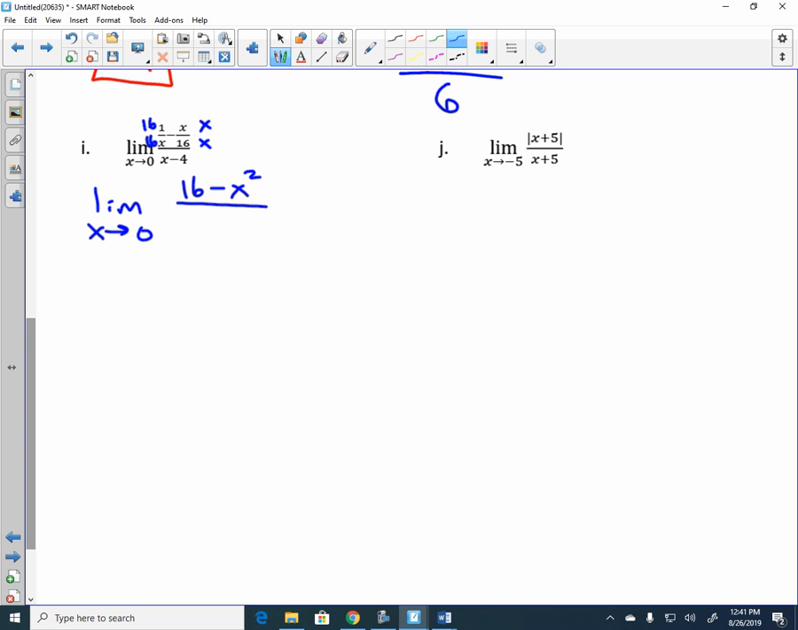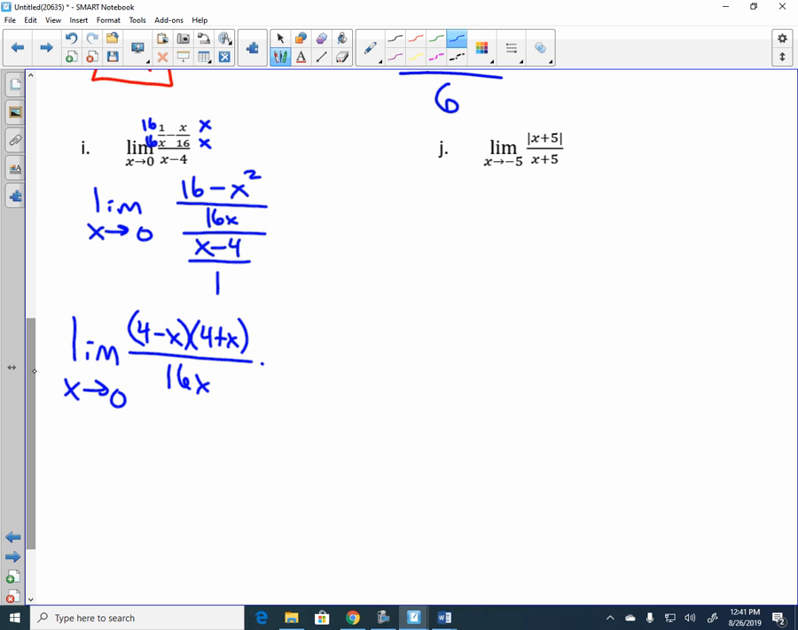What's the denominator? What's your new denominator now? 16x over, so we have a complex fraction. Now a fraction over fraction, what do we do? Yep, limit as x goes to 0 of, I'm going to write this as 4 minus x times 4 plus x over that 16x times 1 over x minus 4. Can I cancel off the 4 minus x and the x minus 4?